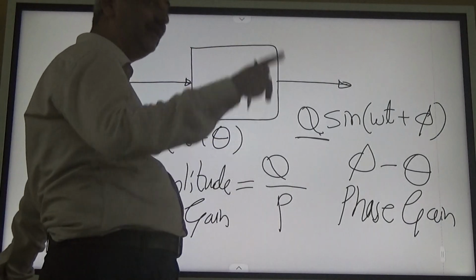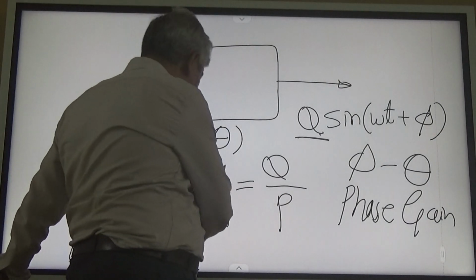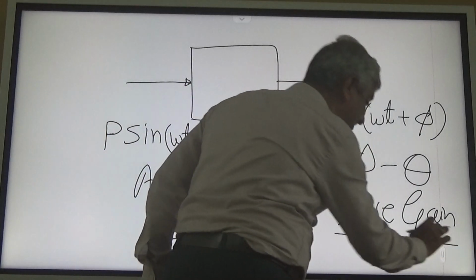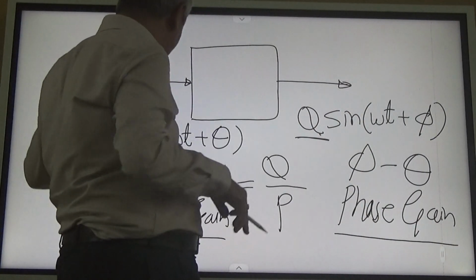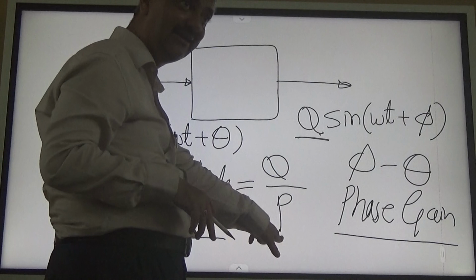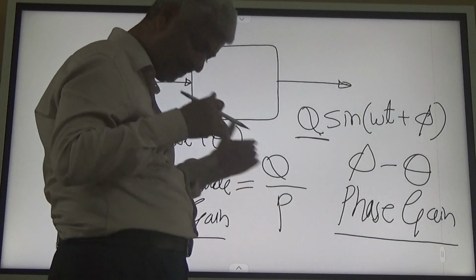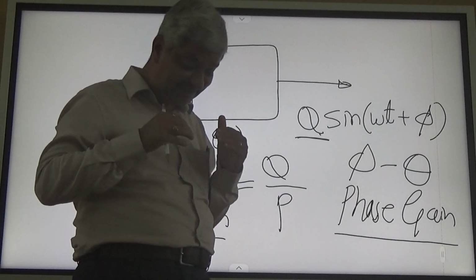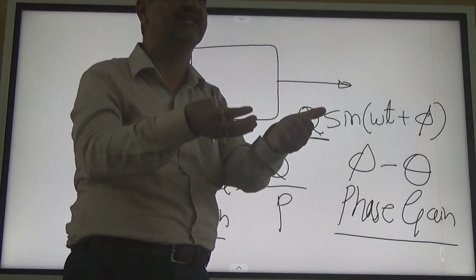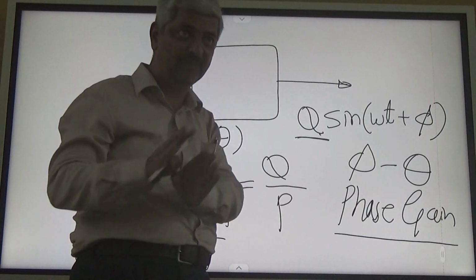And what is important is both amplitude gain and phase gain. Amplitude gain is now not dependent on P, because it is divided by P, right? So gain is not dependent on P now, because we are comparing to what extent compared to P it has increased or decreased. So it is now independent of P.